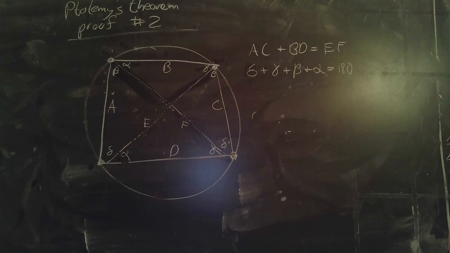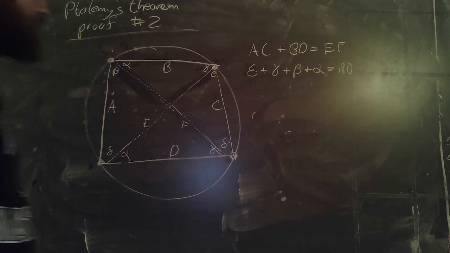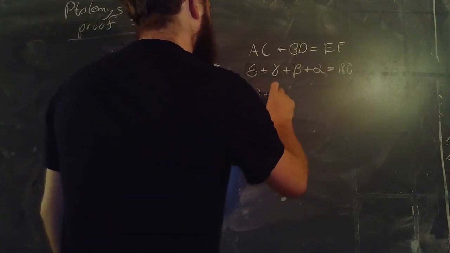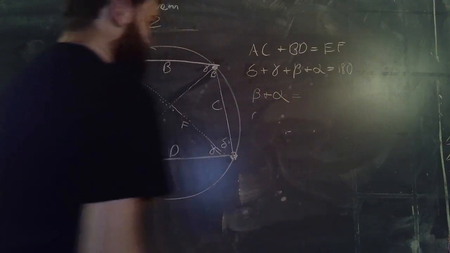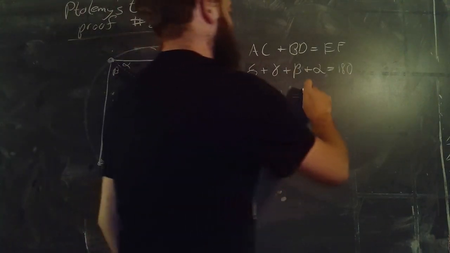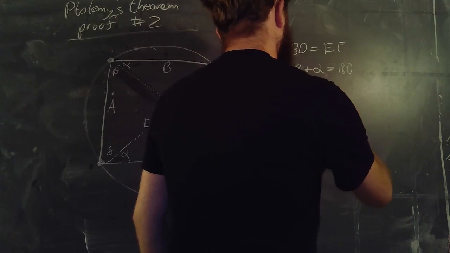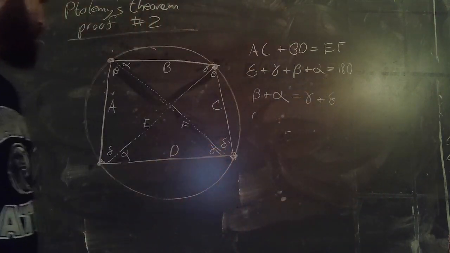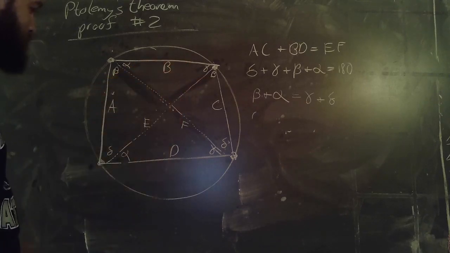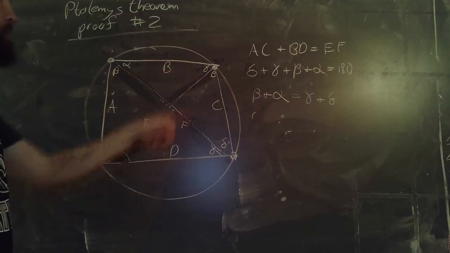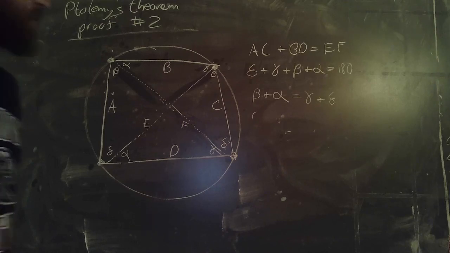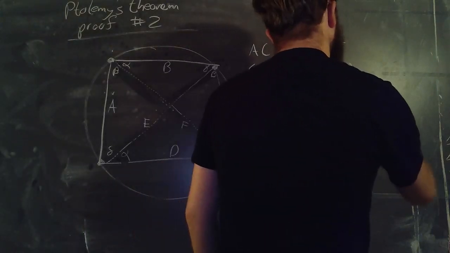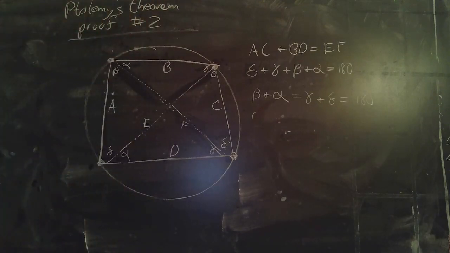Secondly, we also know that in order for this to be a cyclic quadrilateral, beta plus alpha, which is the measure of this angle up here in the corner, must precisely equal gamma plus delta, which is the measure of this angle down here in the other corner. And we have the same sort of situation here. We know that alpha plus delta must equal gamma plus beta. And we also know that those sum totals have to be 180.